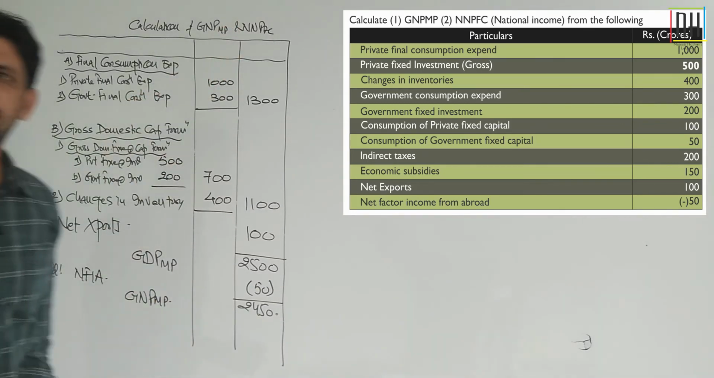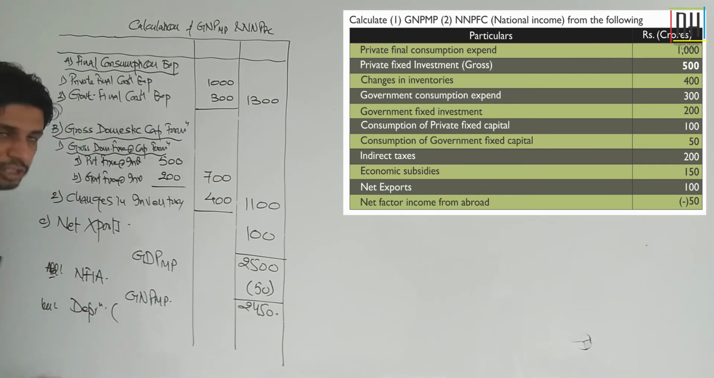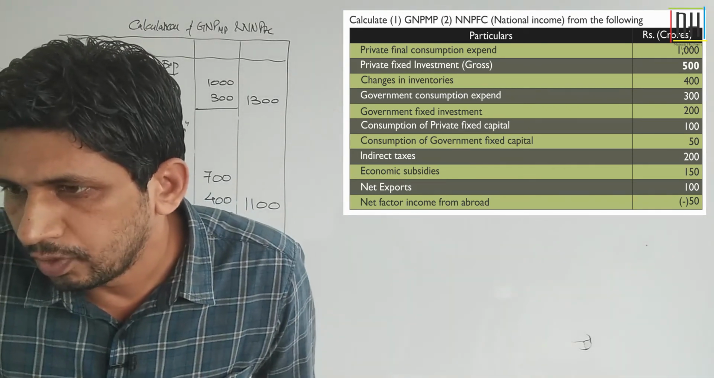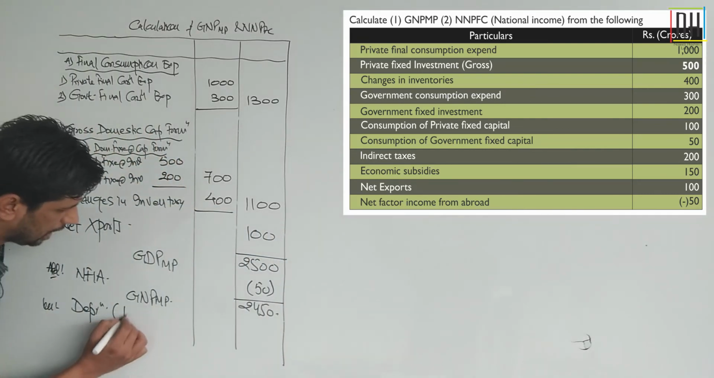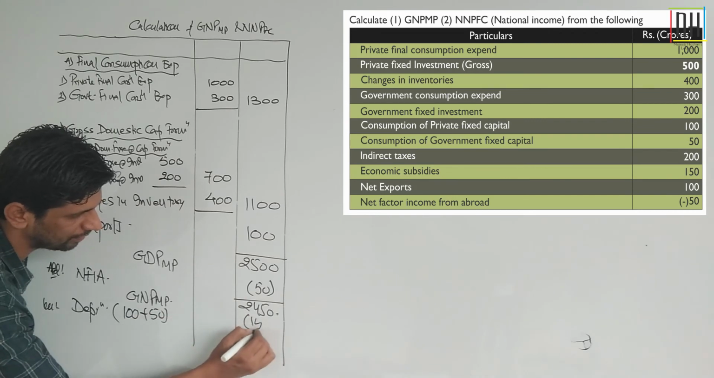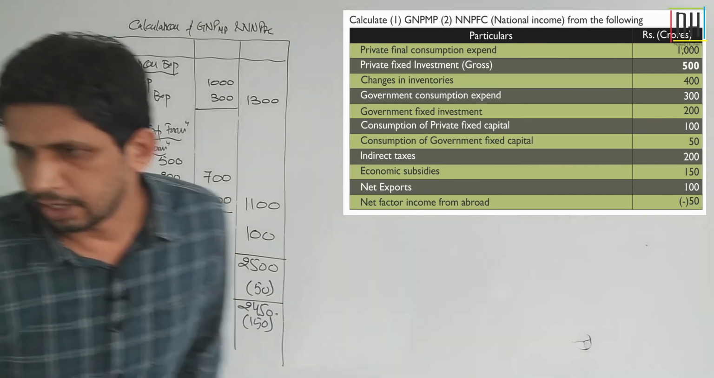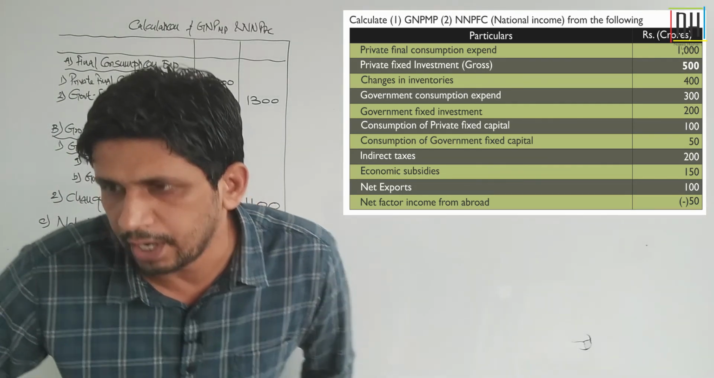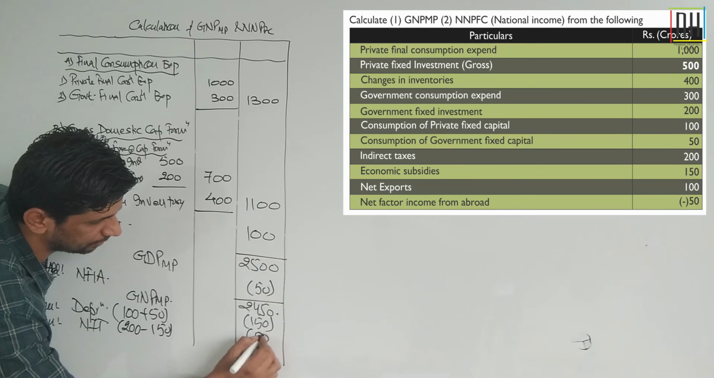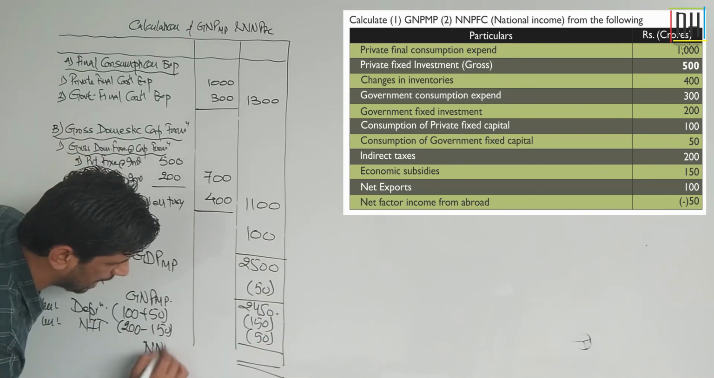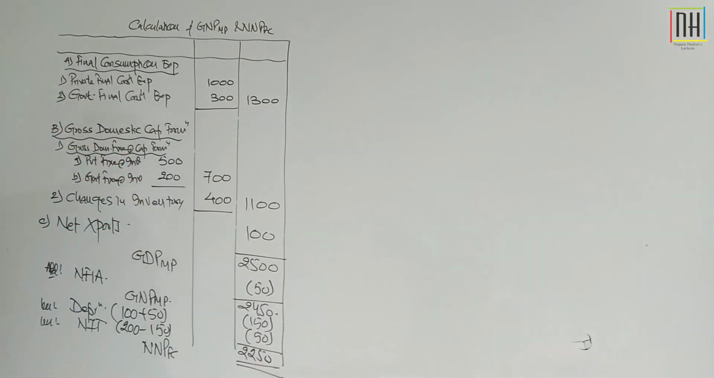Now we have to calculate NNP at FC. We will deduct what? Depreciation. And depreciation of both sectors is given: consumption of private capital 100 and government fixed capital 50. 100 plus 50 is the value 150. And less what? Net indirect taxes. Net indirect taxes is 200 and economic subsidies 150, so it will be 200 minus 150, that is 50 rupees. So NNP at FC will be 2250. This is our national income.